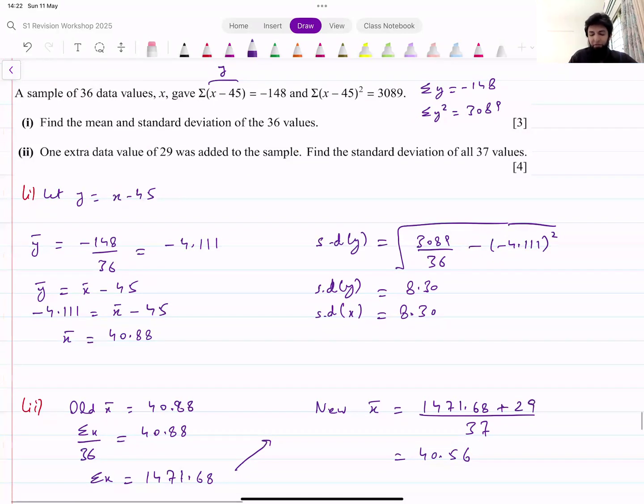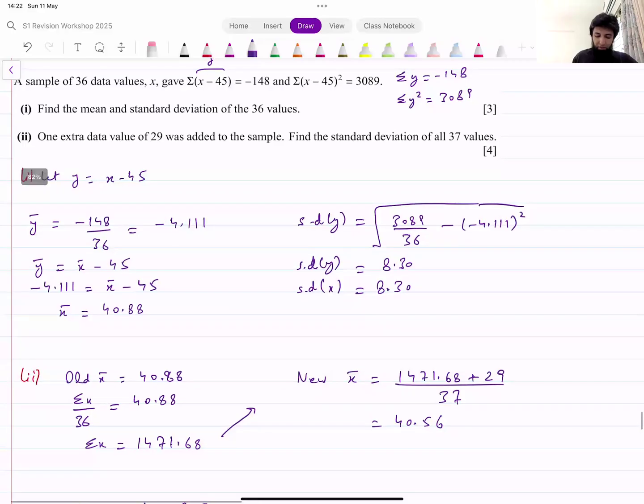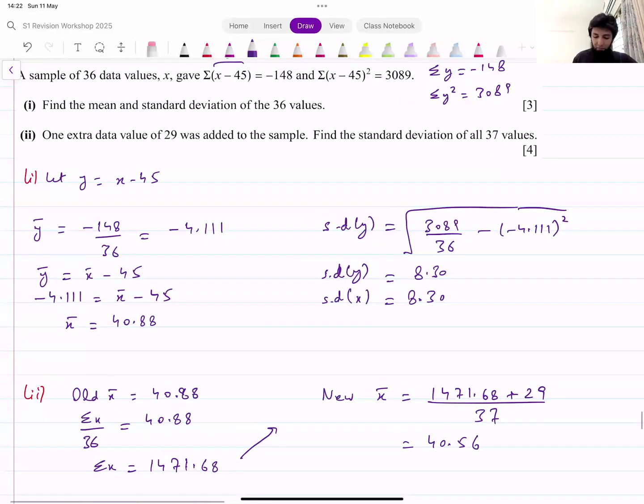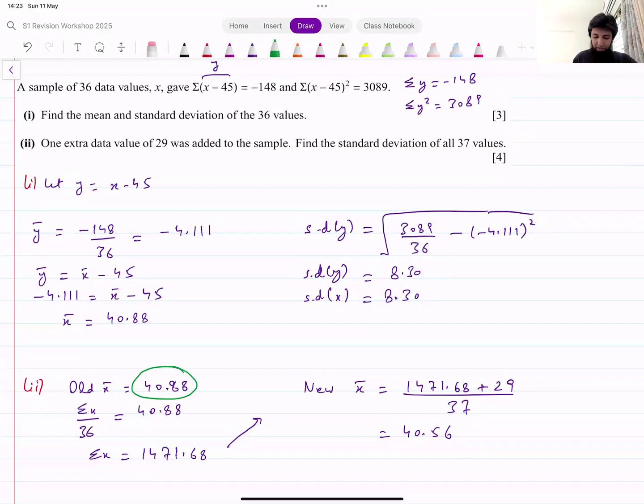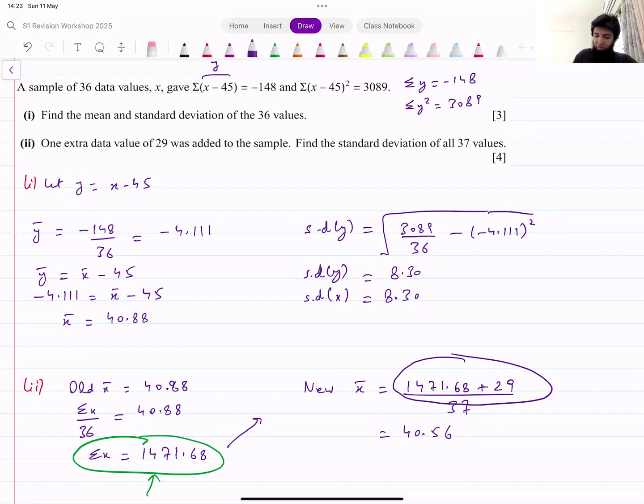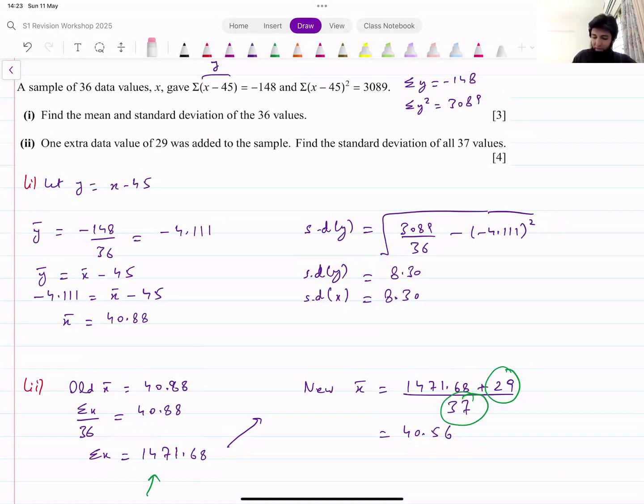Now we need the mean for that as well. Earlier we knew that the mean was 40.88, right? That was the earlier mean. Can we find the sum of all values from that? 1471.68 is sigma x, we can find that. Now there's another value that's added, that's 29. The new x bar becomes the new sigma x, the earlier sum plus 29, divided by the total number of values, that's 37, and that gives the result for the mean.